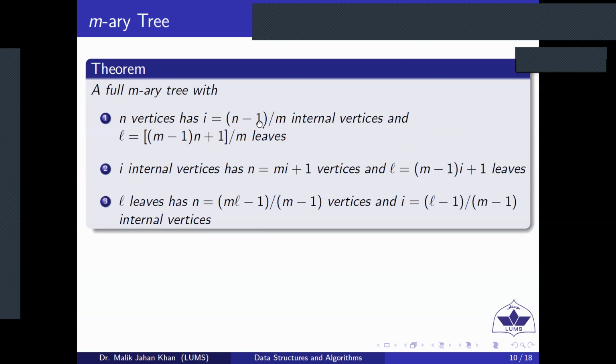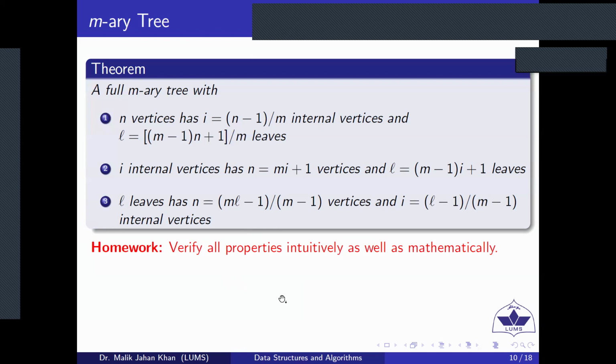Just like we have done for the first characteristic, your homework is to verify all other properties, which means the properties we are left with now, property number 2 and 3, mathematically as well as intuitively. Try to convince yourself why that mathematics should hold true for a full m-ary tree. This is an ungraded exercise, but if you do it on your own, it should help to brush up and clear your concepts about m-ary trees, and particularly full m-ary trees.